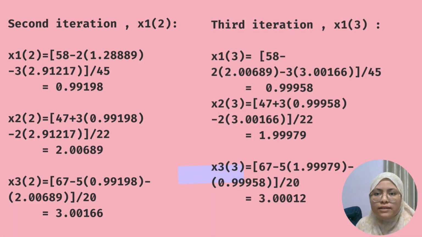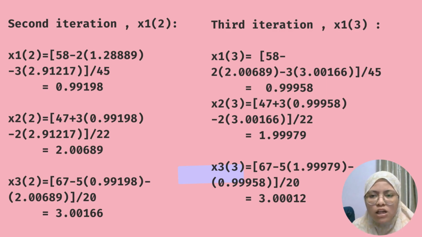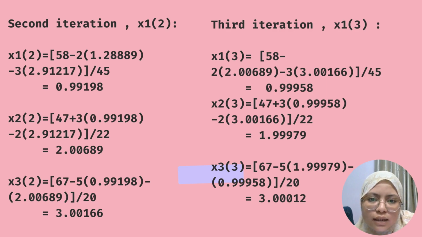We continue with the second iteration. For the second iteration, the value of x1 we will get 0.9919, x2 is 2.0069, and x3 we will get 3.00166. Because we can't get the converged value yet, we will continue with the third iteration. For x1 at the third iteration, we will get 0.9995, x2 is 1.99979, and x3 is 3.00012.